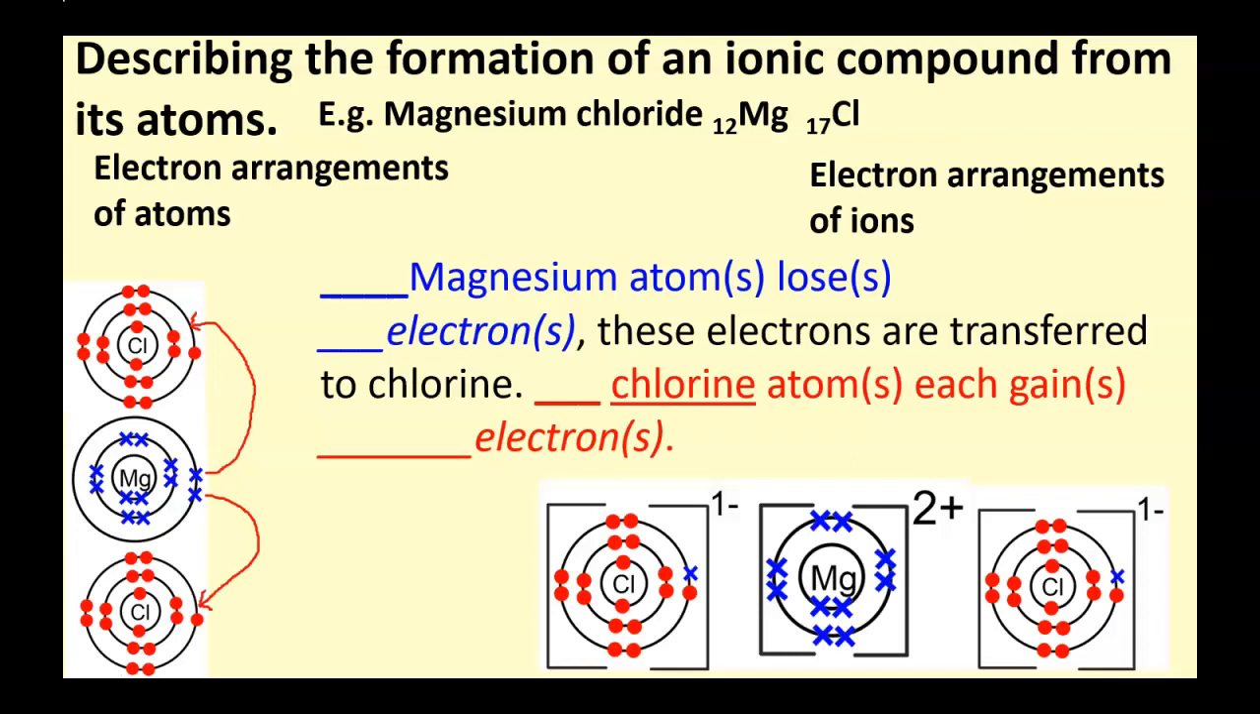So what happens? We have one magnesium atom losing 2 electrons, and these electrons, as we can see, are transferred to the chlorine atoms, so here and here. That means that in terms of what happens, we've got 2 chlorine atoms, each gaining 1 electron. So that's our description for formation of magnesium chloride.